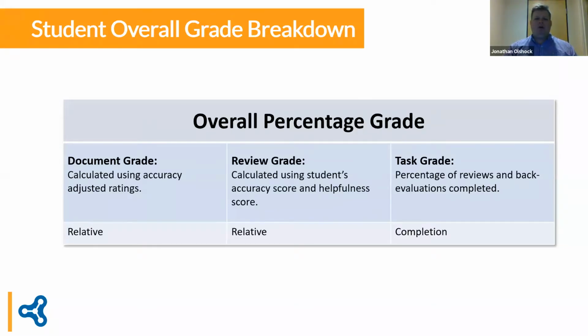First of all, our overall grade breakdown. When a student receives an overall percentage grade from Peerceptiv, that grade includes a lot of information other than just their overall grade. It's made up of 3 different parts. Let's describe what those are here.